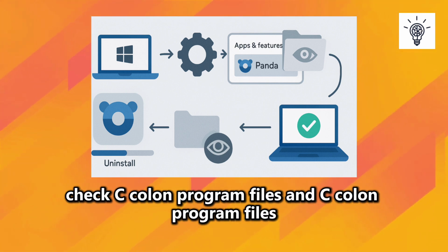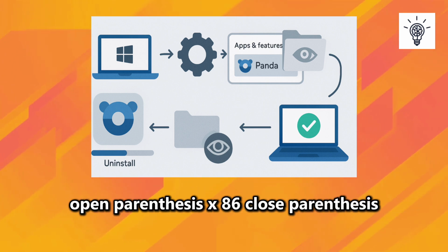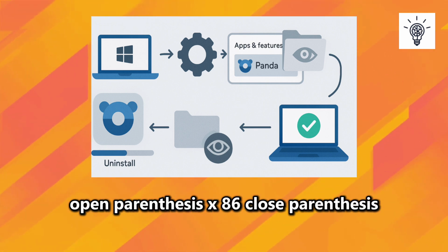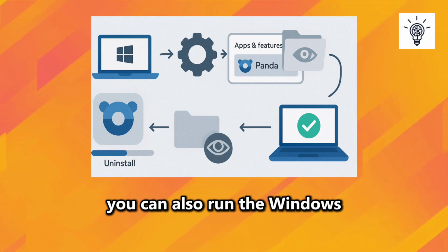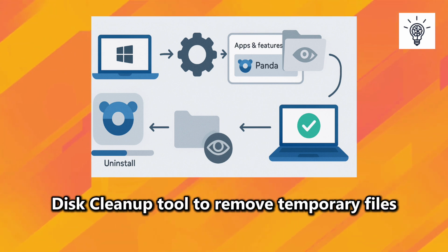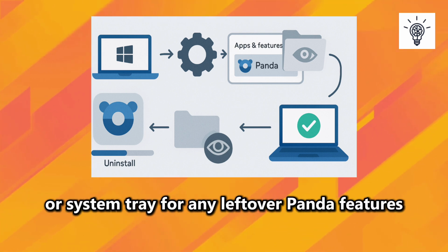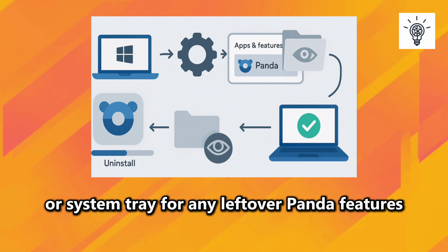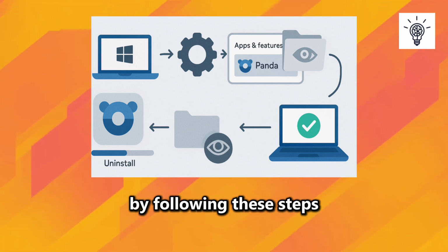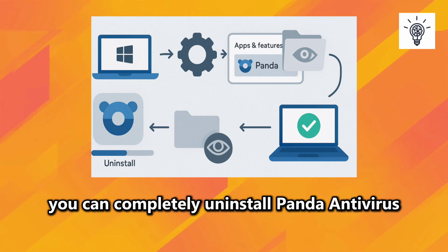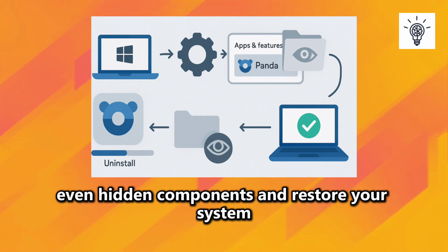For extra cleanup, check C:\Program Files and C:\Program Files (x86) for any remaining Panda folders and delete them. You can also run the Windows Disk Cleanup tool to remove temporary files. Finally, check your browser extensions or system tray for any leftover Panda features and remove them manually if needed. By following these steps, you can completely uninstall Panda Antivirus from your PC, even hidden components, and restore your system.